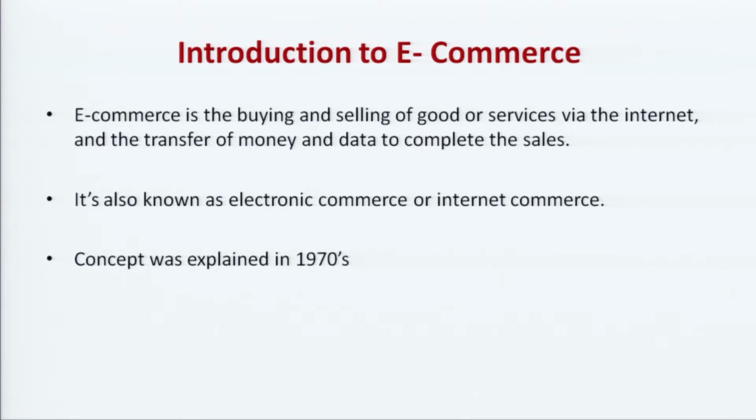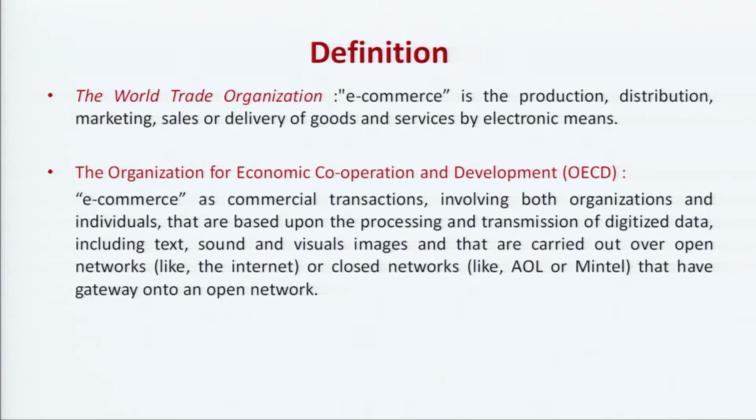And when a company or 2 or 3 people engaged in this commercial activity do that on an electronic platform, then it is called e-commerce. E-commerce can be understood as the buying and selling of goods and services via internet, and the transfer of money and data is also done through this process only. It is also known as electronic commerce or, very popularly, internet commerce, and this concept first came in 1970s.